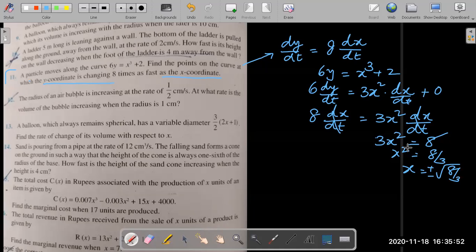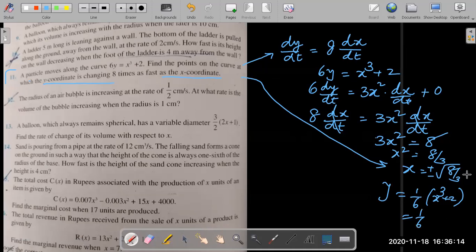Understood? This is the answer for the x coordinate, and the y coordinate will be obtained when you substitute that into this. So y will be 1 by 6 of x cube plus 2. So x cube means 8 by 3 to the power of 3 by 2, plus 2. So that is the answer for this.